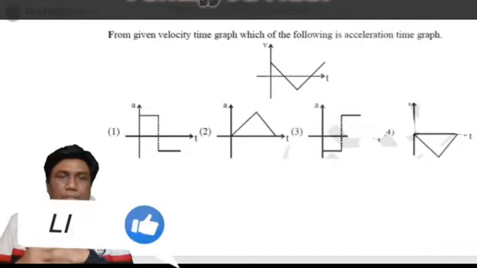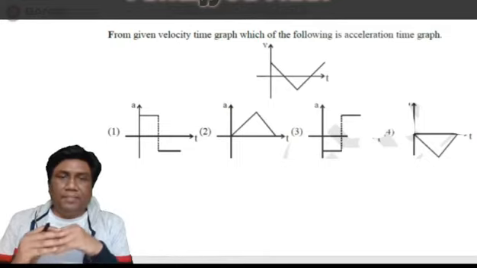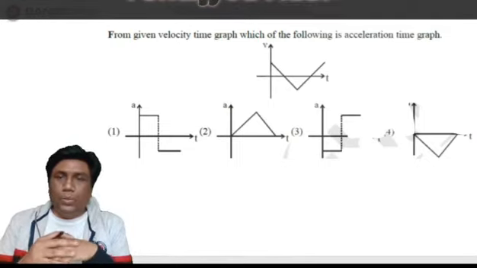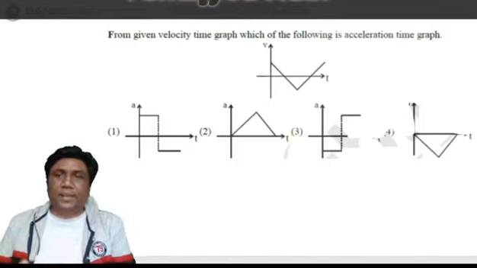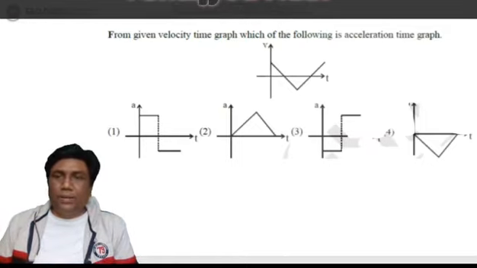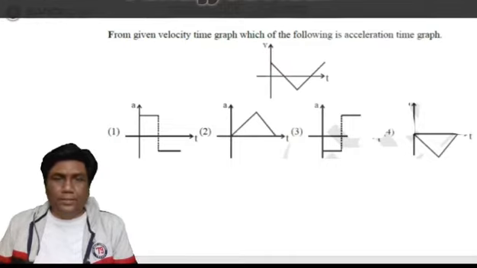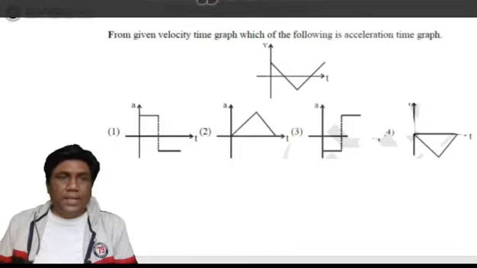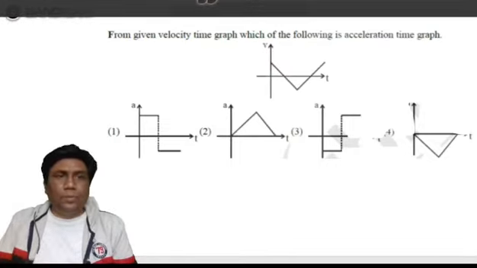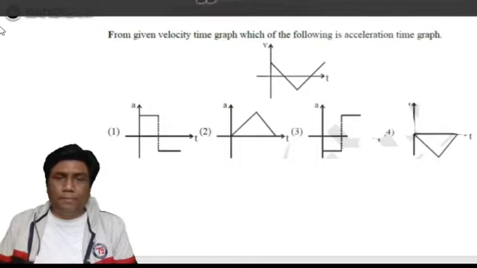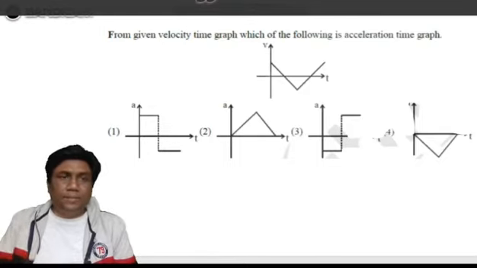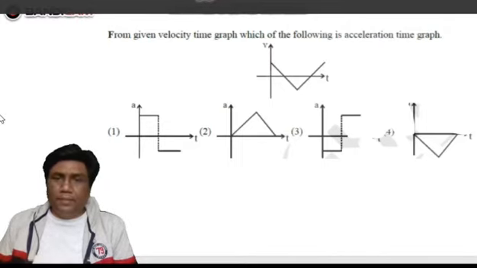Well, the question says from given velocity time graph, which of the following is acceleration time graph? It is a question for the mains 2021 February only. So first you try and then only go with my solution. Well, so velocity time graph is given, so correspondingly we need to find out the acceleration time graph.